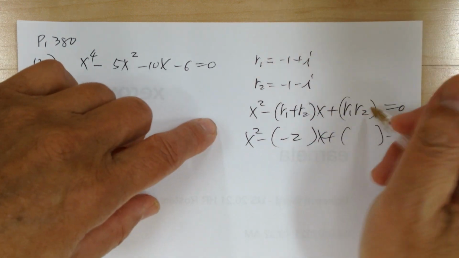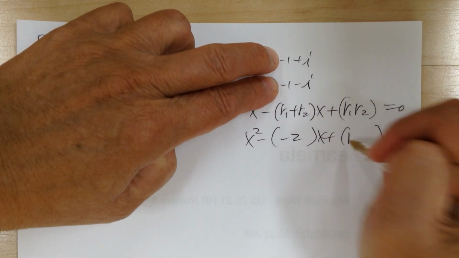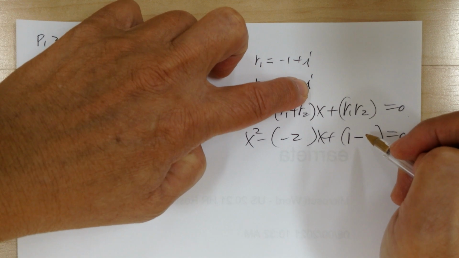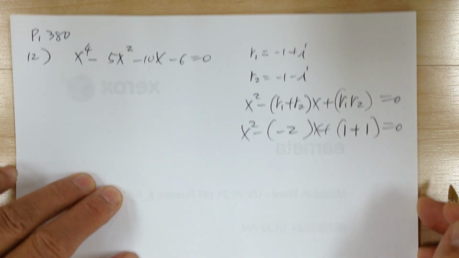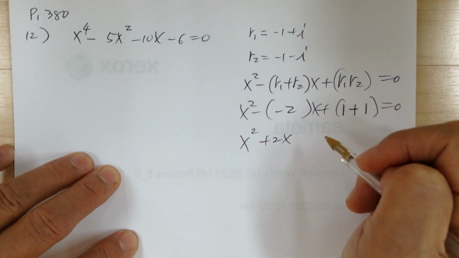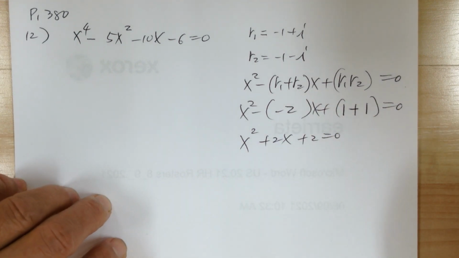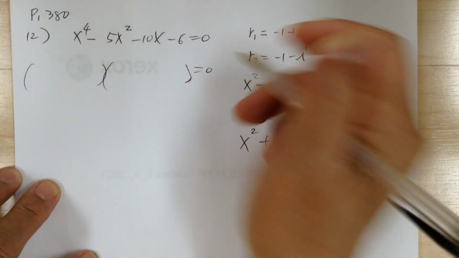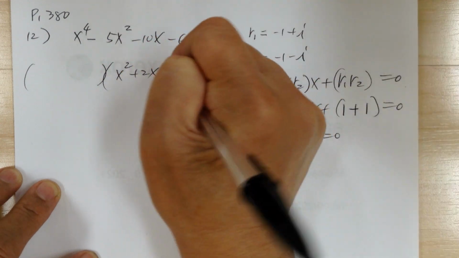Now when you multiply, this is a product, so negative 1 times negative 1 is 1. Plus times minus is minus, i times i is -1, so it becomes plus 1. And so this becomes x squared plus 2x plus 2 equal to 0. So this can be a factor of the original, so this would be x squared plus 2x plus 2.